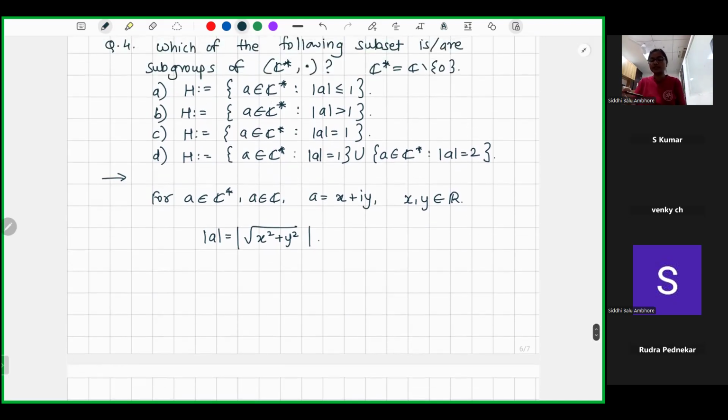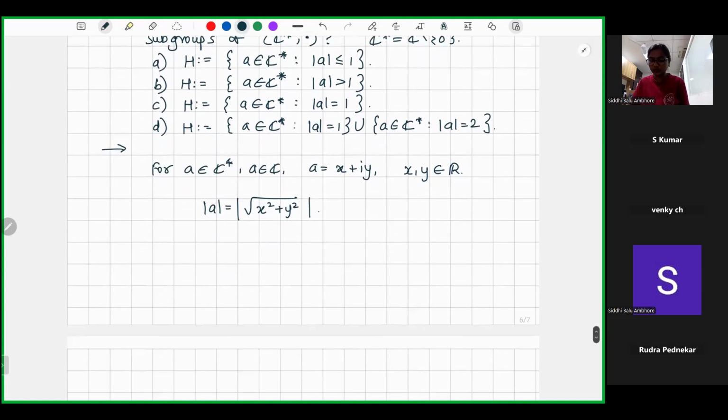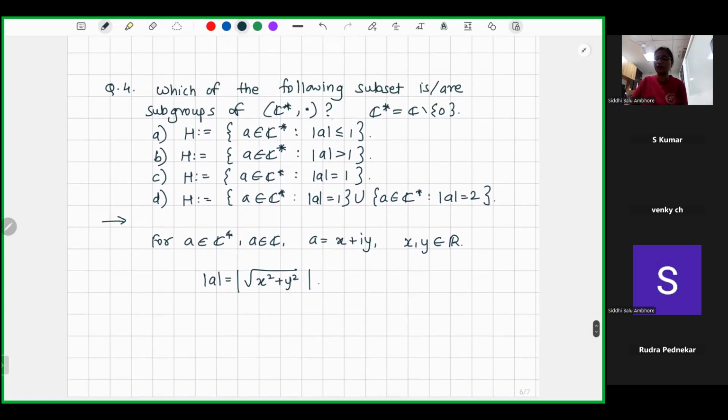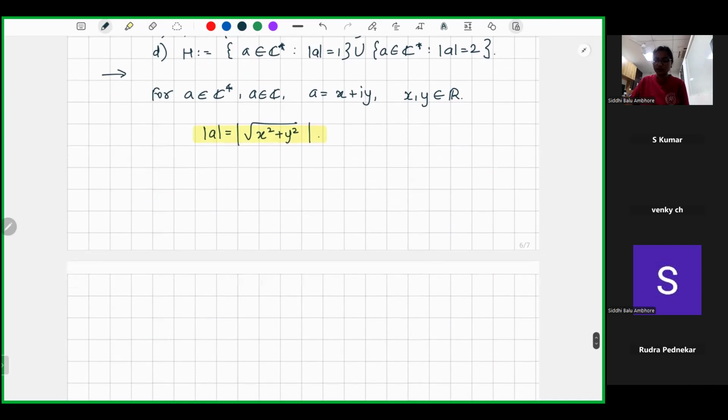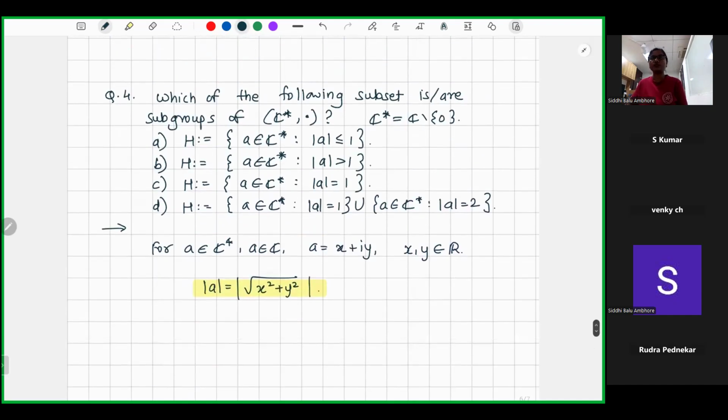So what they are saying here is that this H is a subset of C star such that it is the collection of all the elements such that modulus of that A is 1 or less than or equal to 1, greater than or equal to 1, or A is equal to 2, and so on. So I hope the question is clear now. This is not the order of the group. This is the modulus of that element, that complex number, as defined like this. Okay, so any guesses which one is the correct option?